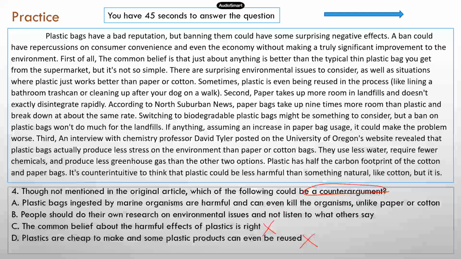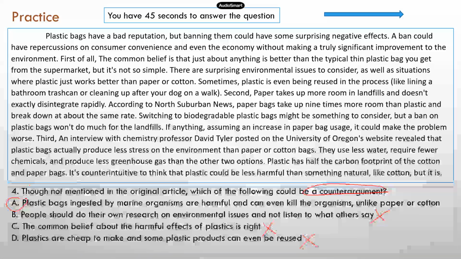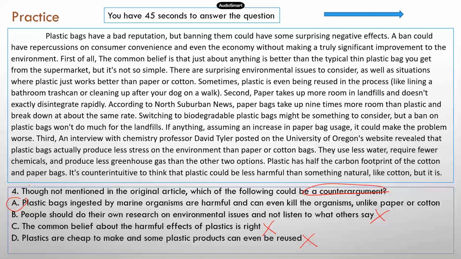And B, people should do their own research in environmental issues. That's not relevant. So the correct answer is A. So this is about that, if plastic bags end up in the ocean, they can be ingested by marine organisms, right? And once inside, those plastic bags can totally mess up their GI tract. So it can be very dangerous to those marine organisms. And paper and cotton may not have the same effect, because the organisms may be able to digest them. Okay? So the correct answer is A.